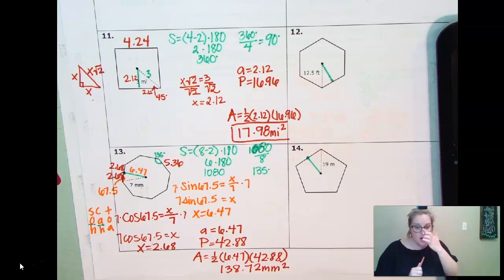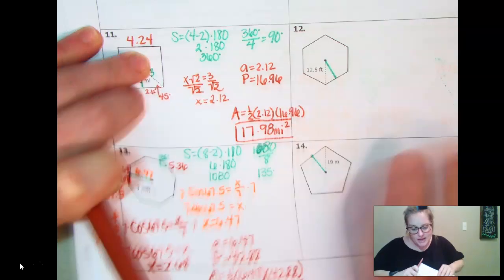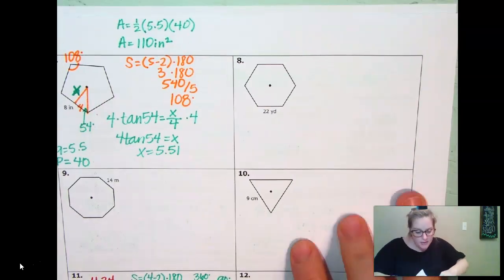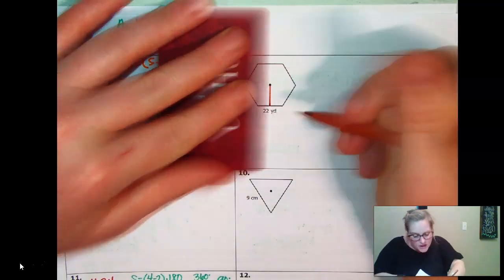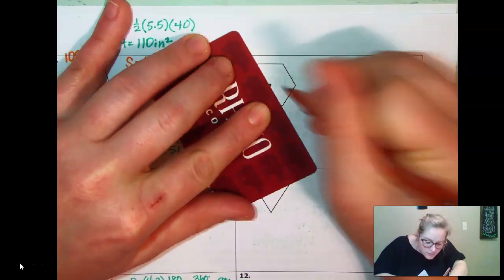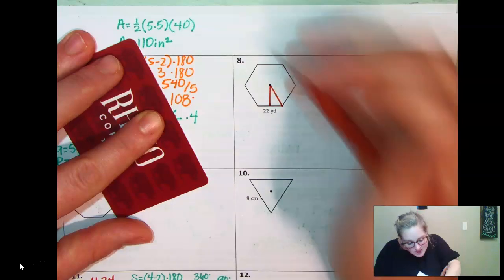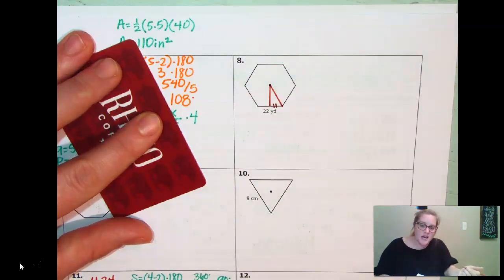So to do this, it all depends on what you've been given, whether you're given the apothem or whether you're given the side measurement, what you've got. If they give you the side measurement, let me come back up here to number 8. If they give you the side measurement, remember the apothem is going to divide that in half. So if this is 22, that means this is going to be 11. So you already have that side measurement.